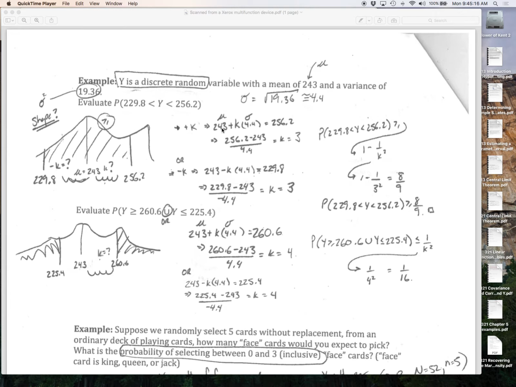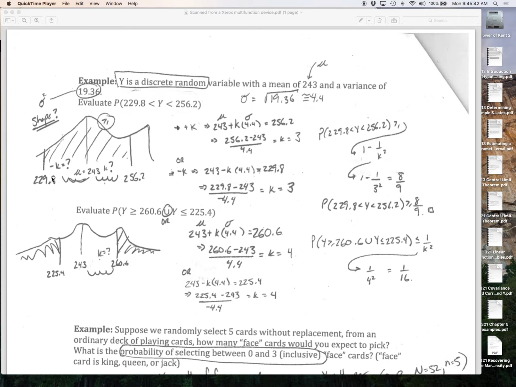To find how many jumps, how many standard deviations: this is the middle, the expected value, 243, plus some number of jumps k multiplied by the size of the jump, which is 4.4. I'll set it equal to this upper bound. Then I'll use some algebra to rearrange for k, and I find that k is 3. Here I was using the right side.